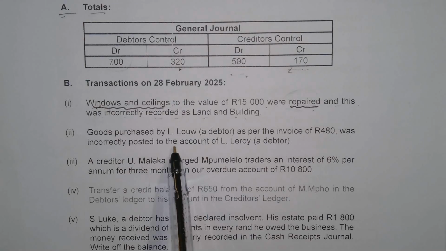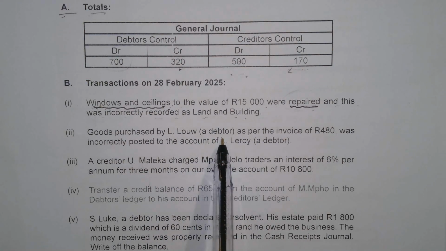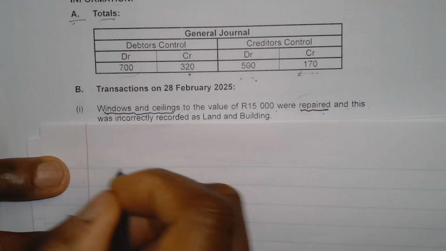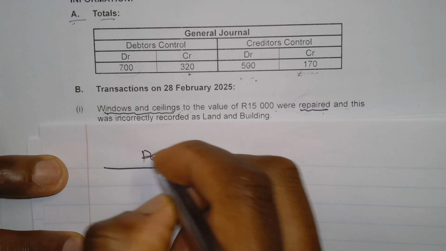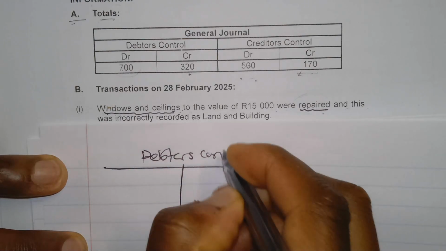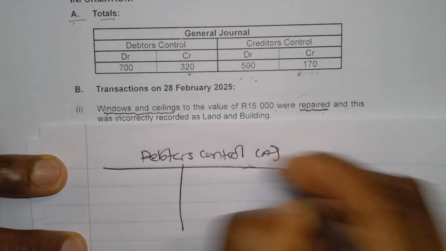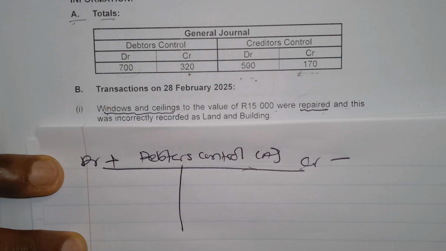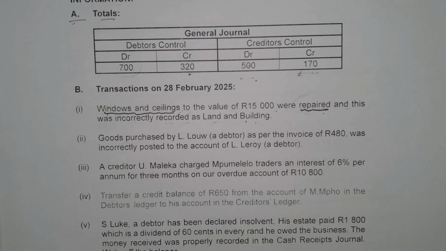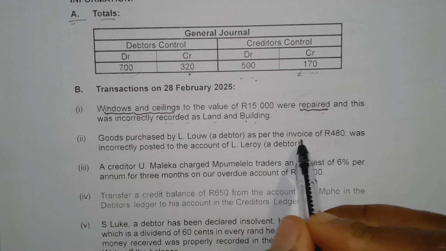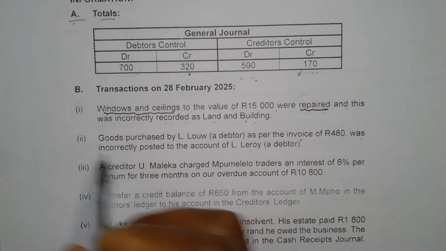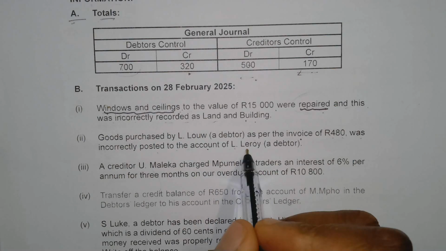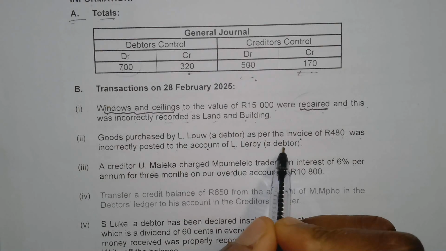It says goods purchased by L Low on credit. Great. Now we don't waste time. We know the first account is debtors control. Debtors control is an asset. Increases on the debit side, decreases on the credit side. There we have. Let's find out what happened with this guy. It says, as per the invoice of 480 was incorrectly posted to the account of L Leroy. Can you see?